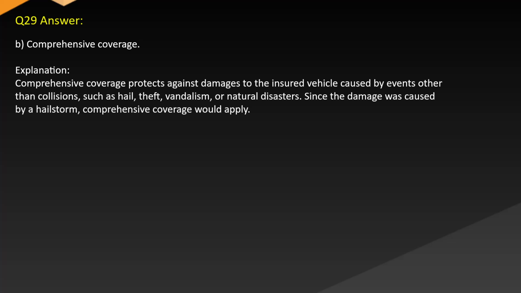Answer: B. Comprehensive coverage. Explanation: comprehensive coverage protects against damages to the insured vehicle caused by events other than collisions, such as hail, theft, vandalism, or natural disasters. Since the damage was caused by a hailstorm, comprehensive coverage would apply.